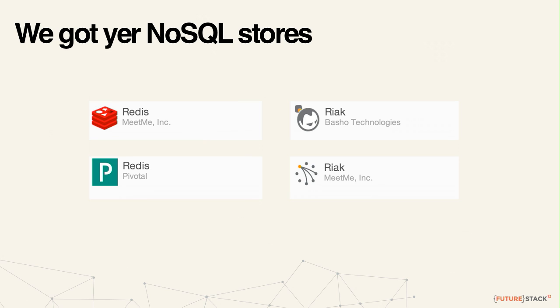We've got NoSQL stores. And what's really cool here, you'll notice that there's a Redis from MeetMe, and there's a Redis from Pivotal. There's a Riak from Basho, and there's a Riak from MeetMe. So there's this fantastic, not only array of different technologies that can be monitored, but there's alternative solutions in there as well. So if you don't like, for example, the one from MeetMe, you can try the one from Pivotal.